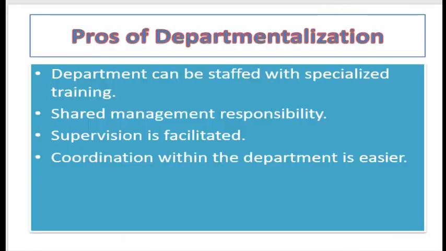So these are the pros of departmentalization. The department can be staffed with specialized training, management responsibilities are shared, supervision is facilitated, and coordination within the department is easier. So you can coordinate with each other, and you can have a much more efficient structure where the job is divided into many departments, and then that particular job can be done easily if we divide it into different parts.